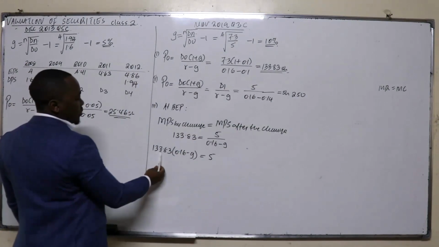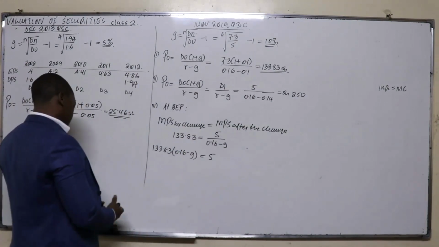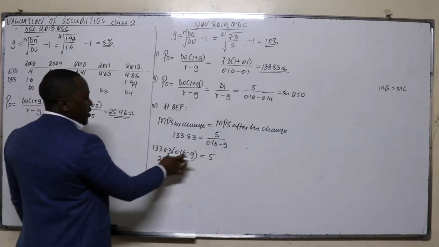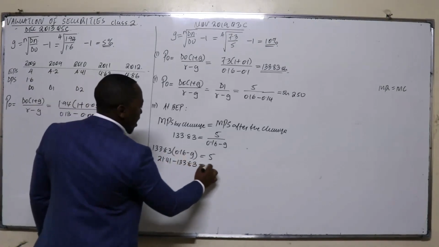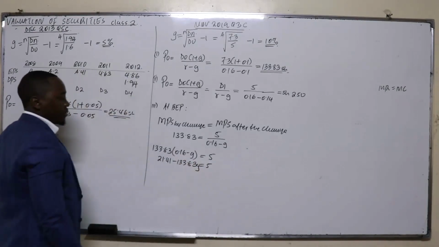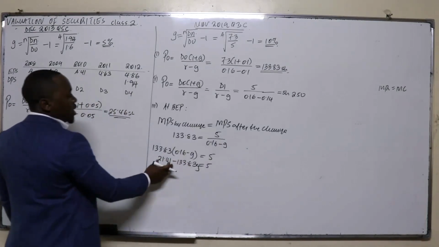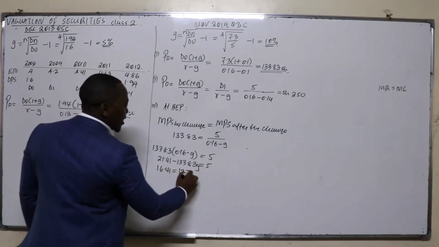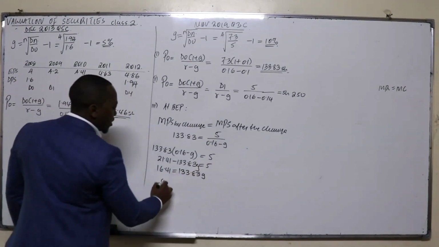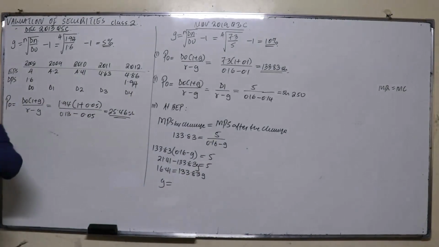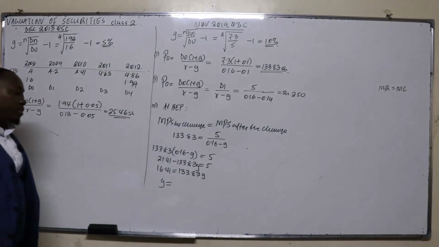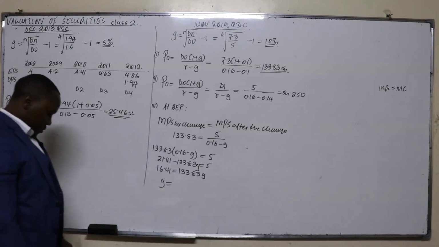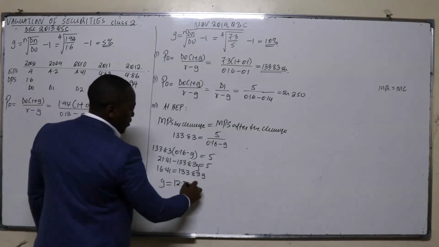Let's open the bracket. 133.83 times 0.16 is 21.41, minus 133.83 G is equal to 5. So take this to the other side. This comes to the other side. So it'll be 21.41 minus 5, and you get 16.41, which is equal to 133.83 G. Now give me the growth rate in percentage. You get 12.26.